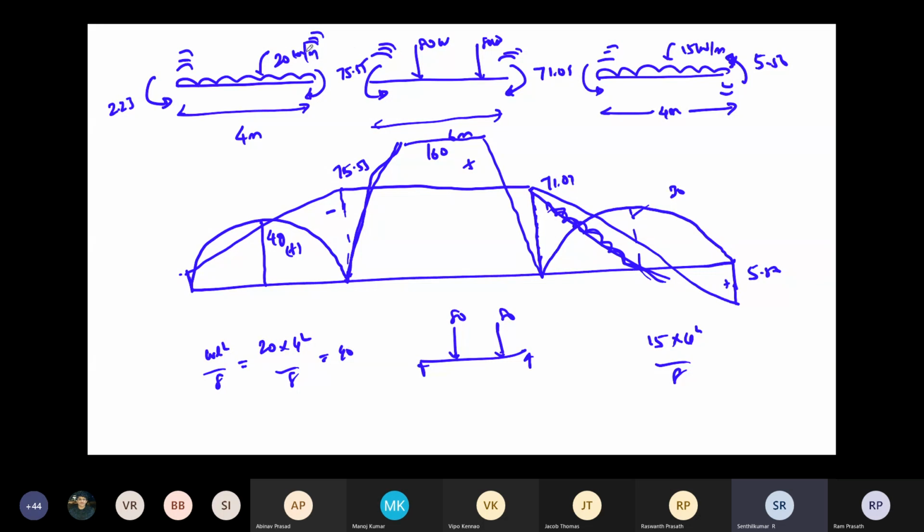So here hogging is developing, and here also hogging is developing. So both 75 are negative only. So here also hogging 71 negative moment. But here you can see that it is sagging, here the bottom is in tension, top is in compression. So you are getting the sagging moment here. It's due to only end moments, right?